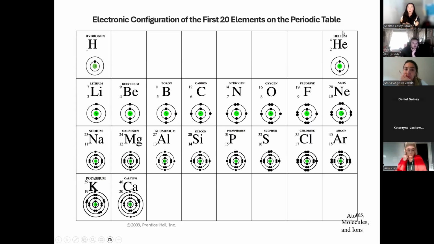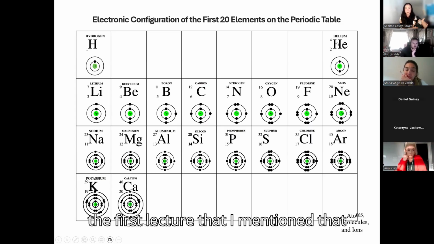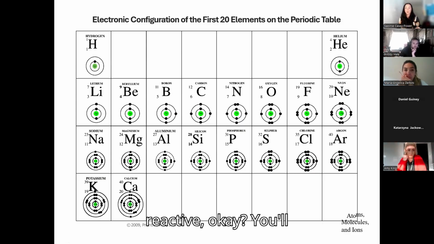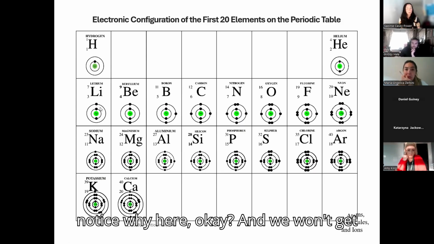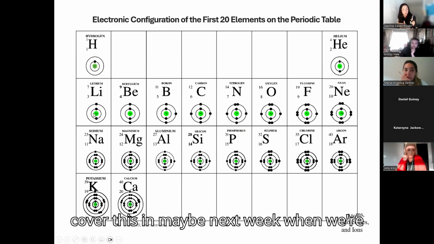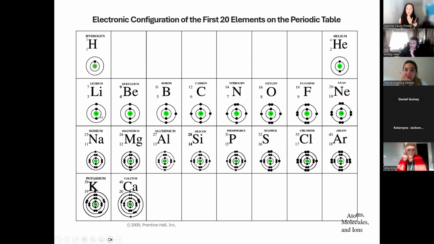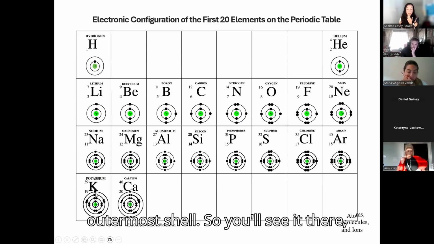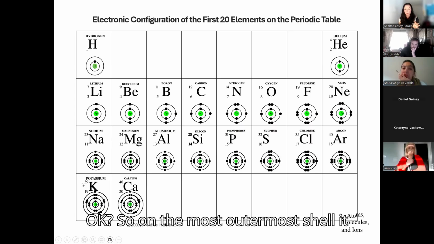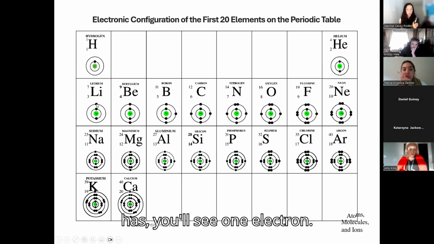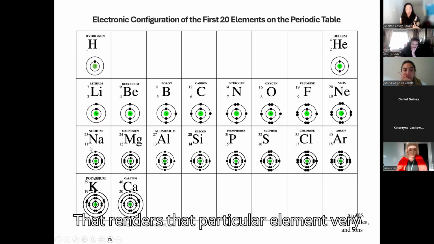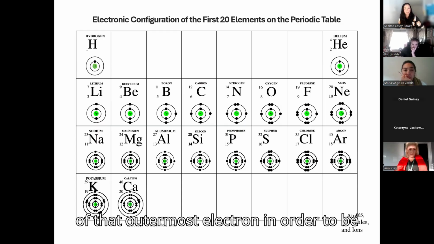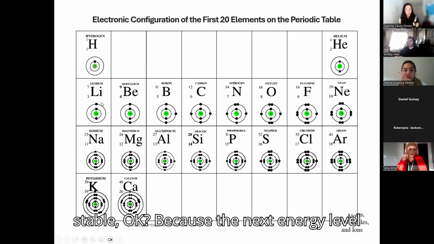You may notice, and I touched on this briefly in the first lecture, that I mentioned our group 1 alkali metals are very reactive. You'll notice why here. We won't get into this evening, we'll cover this maybe next week when we're talking about bonding. But each of these has 1 electron on its outermost shell. You'll see it there. That renders that particular element very reactive. It basically wants to get rid of that outermost electron in order to be stable.